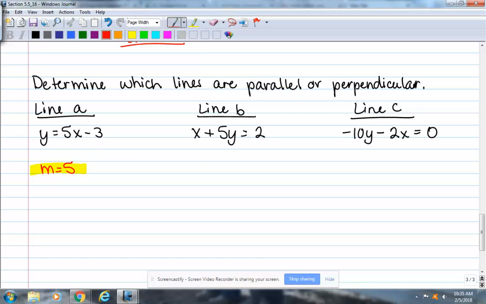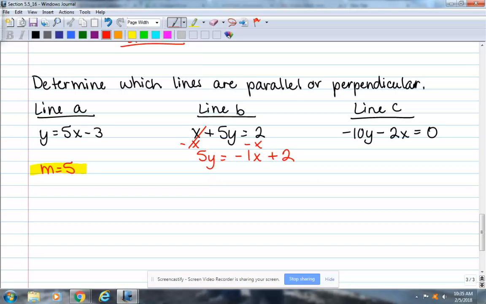But line B, we've got to do a little work. We've got to make that one look like y equals mx plus b, which means we have to solve it for y. Get y by itself. So what are we going to do first to line B? Subtract x. So I'm going to write 5y equals -1x plus 2, because when I divide in a second, it's easier if I have a number on top.